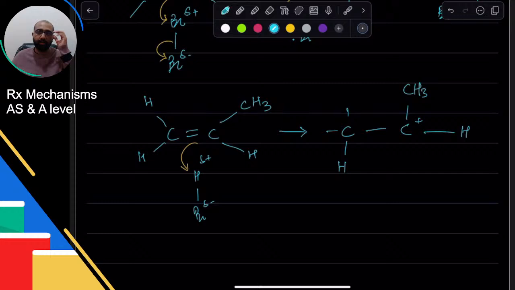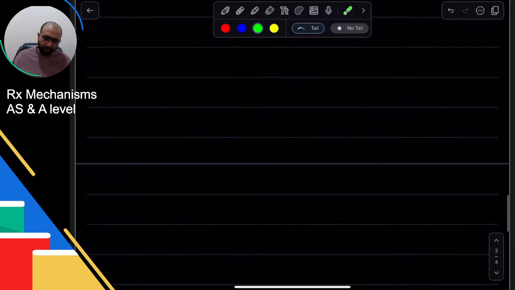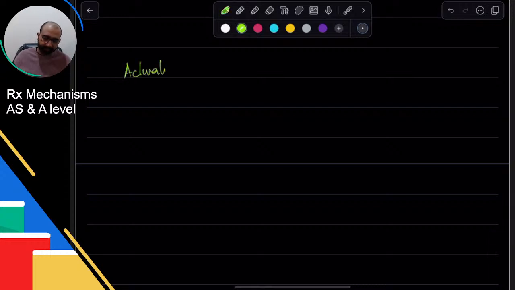The third level of understanding why this happens here. Why does this carbon get the hydrogen and this carbon does not? That has to do with stability of carbocation. To get to that, I need to tell you about two things in chemistry. One is called activating groups and the other is called deactivating groups.